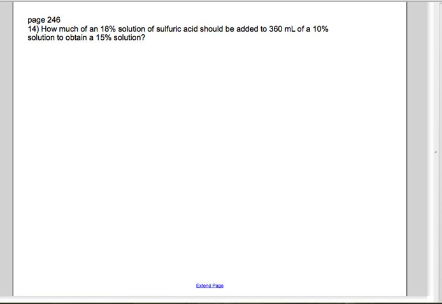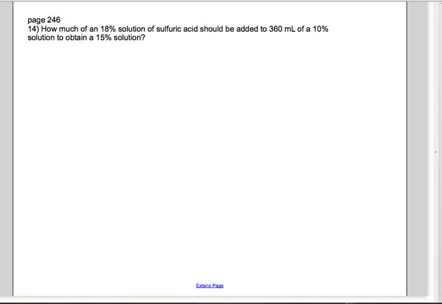This is a mixture problem. How much of an 18% solution of sulfuric acid should be added to 360 milliliters of a 10% solution to obtain a 15% solution? So we have two different solutions going on.